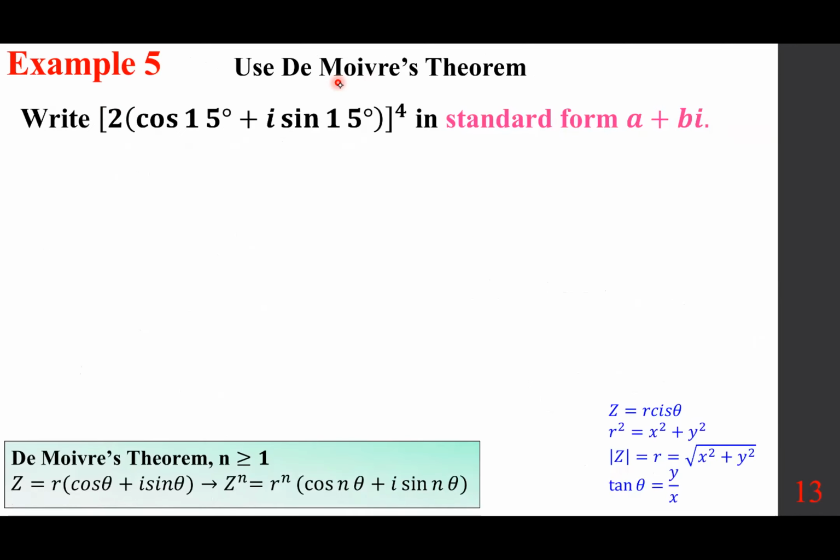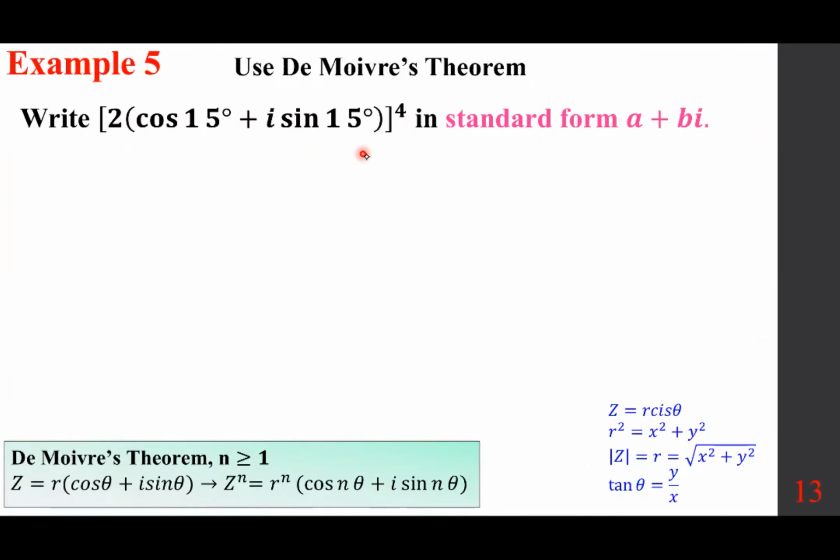We want to use De Moivre's theorem to write this, 2 times cosine of 15 degrees plus I sine 15 degrees to the 4th power, in standard form. So what we are going to do is use the polar form to get to the answer, and then we convert it. So first, if you want to raise a complex number to a power, it is easier to use the polar form and then convert it.